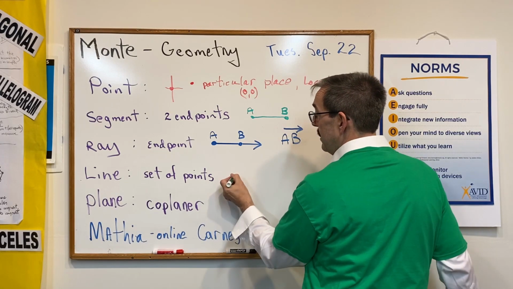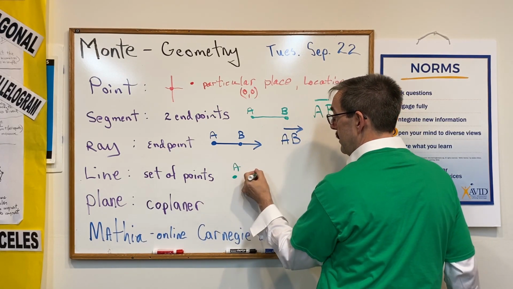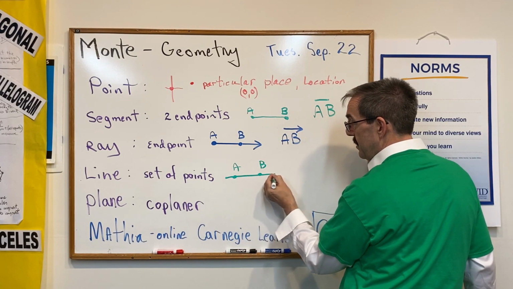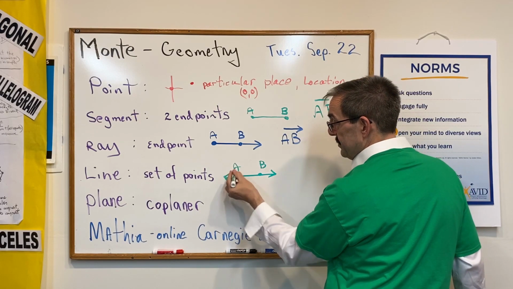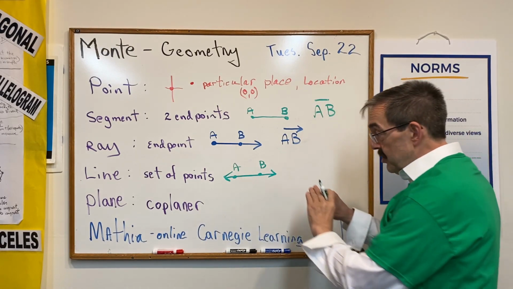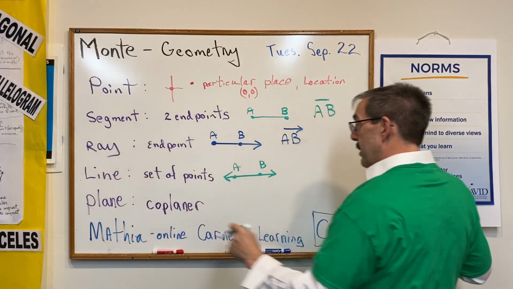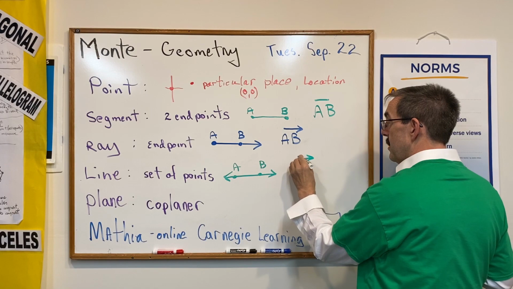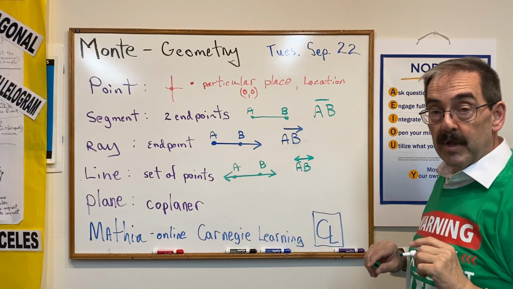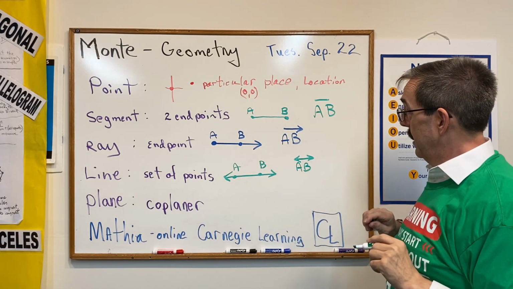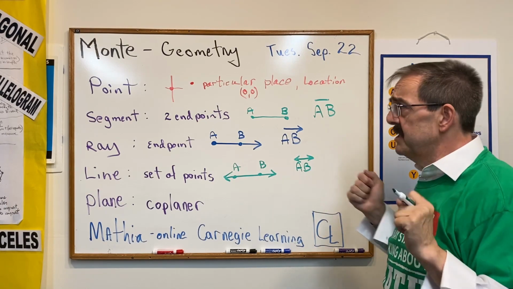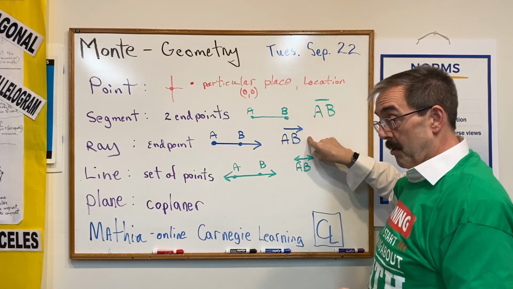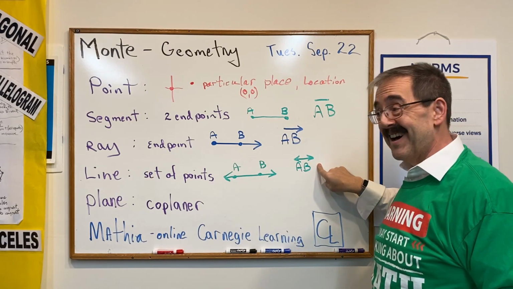A line, again, let's call A, B, but if it's a line, arrow on both ends. Arrow on both ends goes forever in both directions. AB with a line with arrows. Okay? So again, it's all about notation and symbols. We have a point, a segment, a ray, a line.